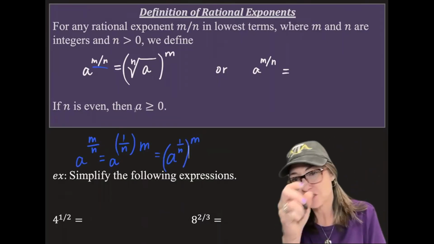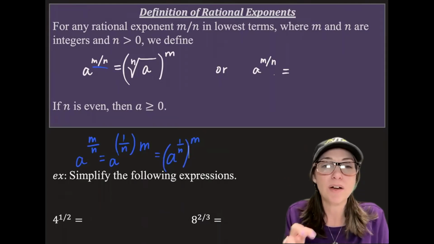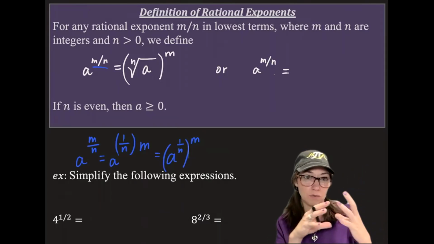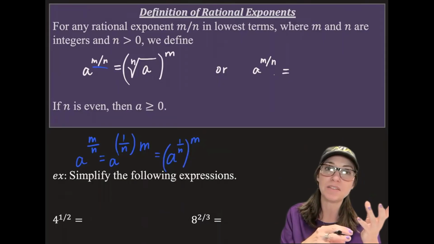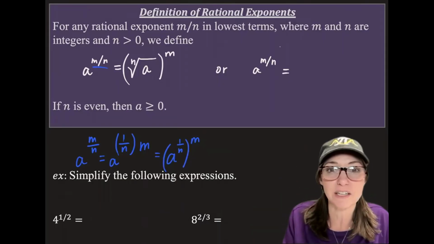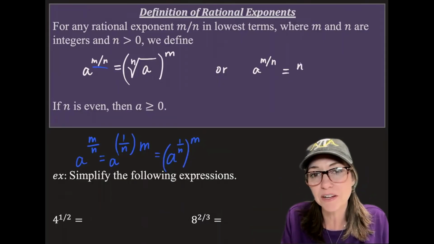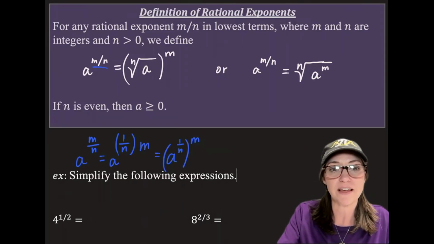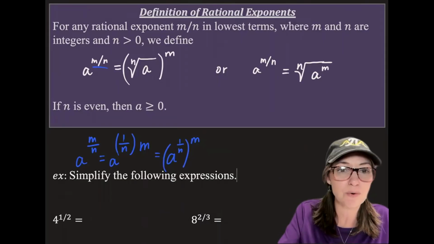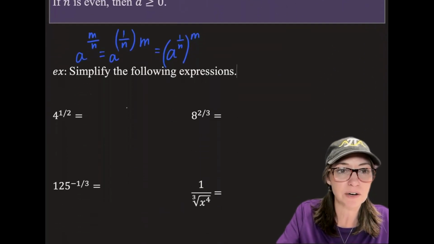So anyways, that's just the reasoning behind it, right? But it really doesn't matter if you take the root first and then raise it to the power of m, or if you raise it to the power of m first and then take the root. You get the same answer either way. So you could also write it as the nth root of a to the power of m. Those are equivalent, okay? So two different ways to write that. All right, so let's use this to simplify a couple of expressions here.